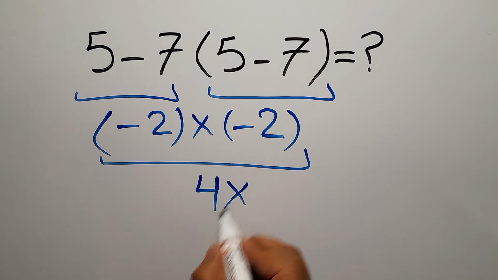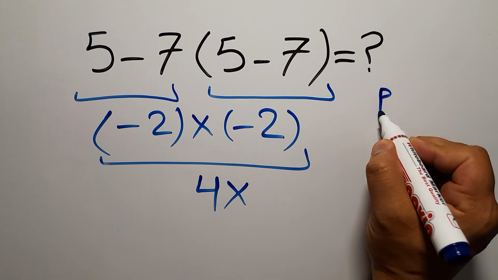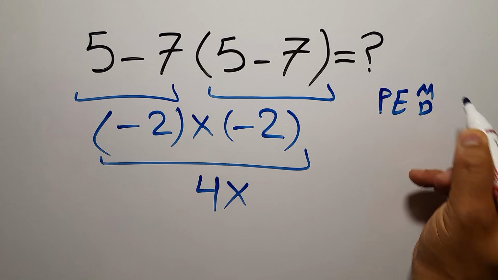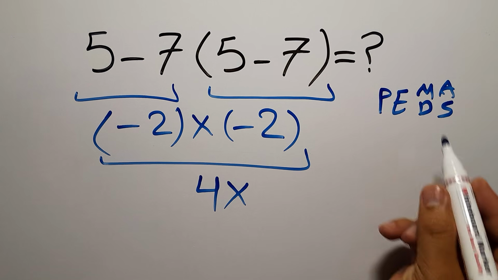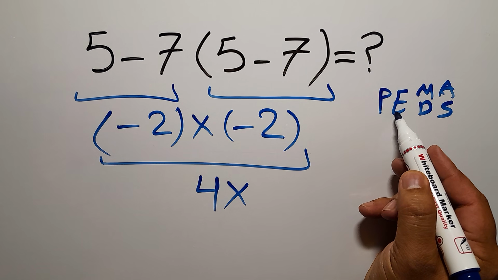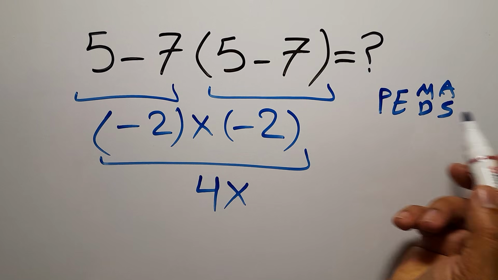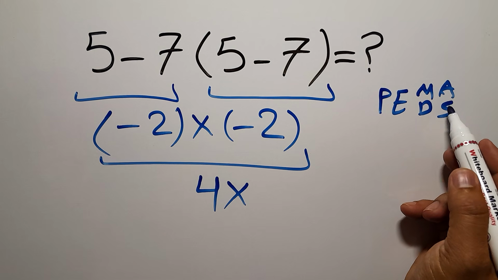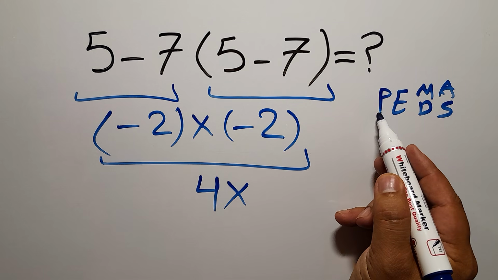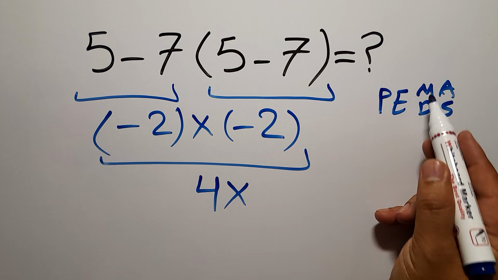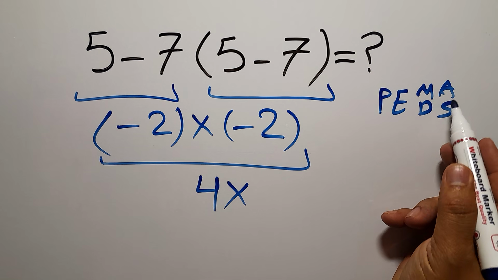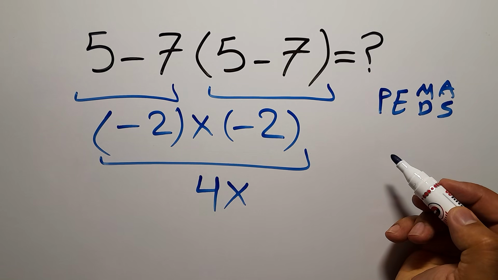But this answer is not correct, because according to the order of operations, which is PEMDAS, P stands for parentheses, E stands for exponents, M and D stand for multiplication and division, and A and S stand for addition and subtraction. First, we have to do parentheses, then exponents, then multiplication or division, and finally addition or subtraction.